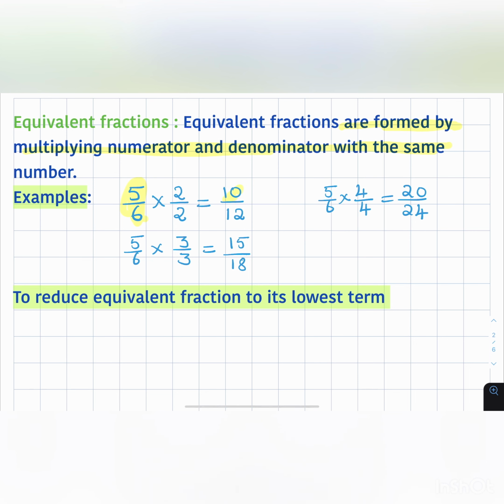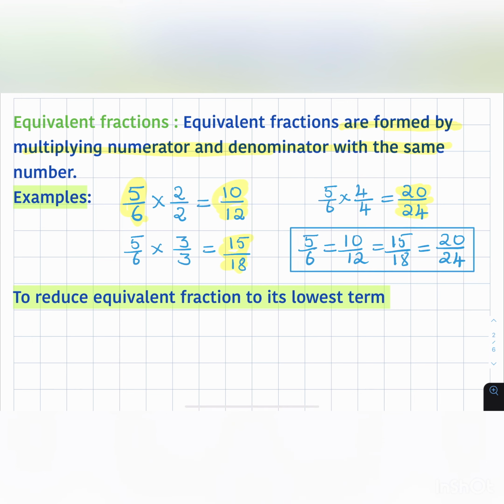5 by 6, 10 by 12, 15 by 18 and 20 by 24. So let me write down separately. That will be 5 by 6 is equal to 10 by 12 is equal to 15 by 18 is equal to 20 by 24. Now these are all equal. They are called equivalent fractions.